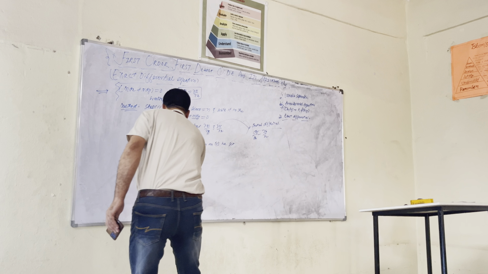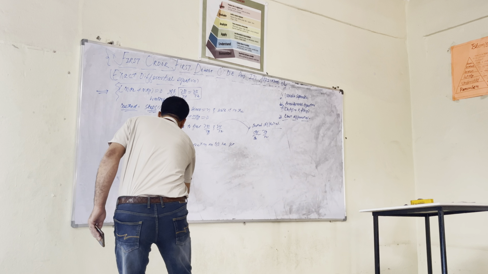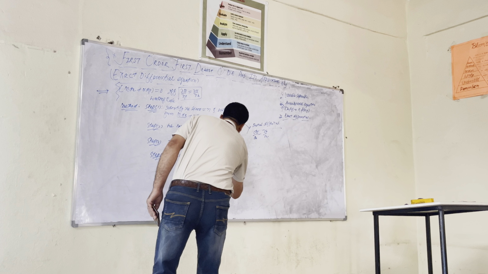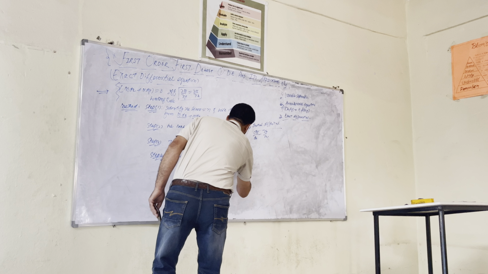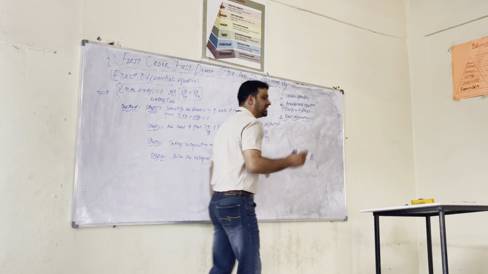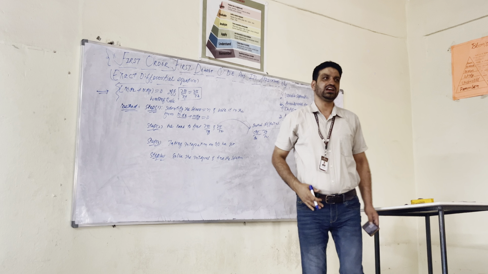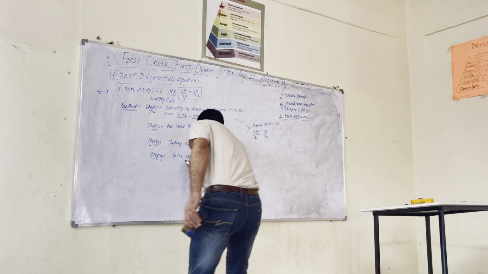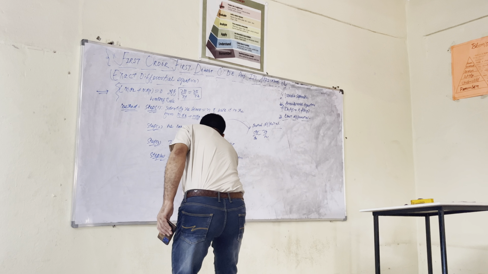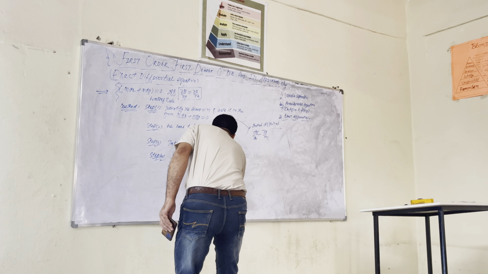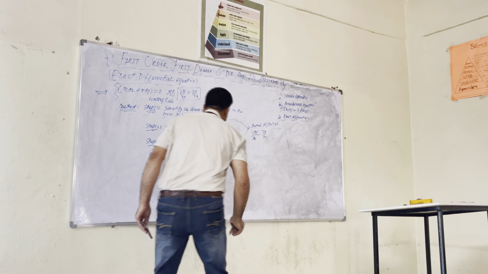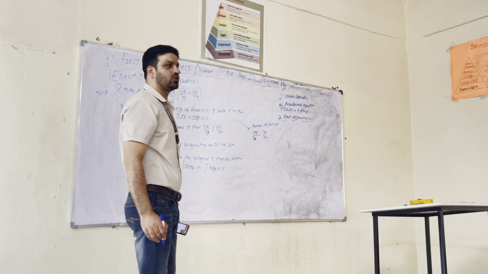That is step number 4, and solve the integral and find the solution. You solve these integrals and you will get the result. That is integral of m dx plus integral of n dy is equal to 0.